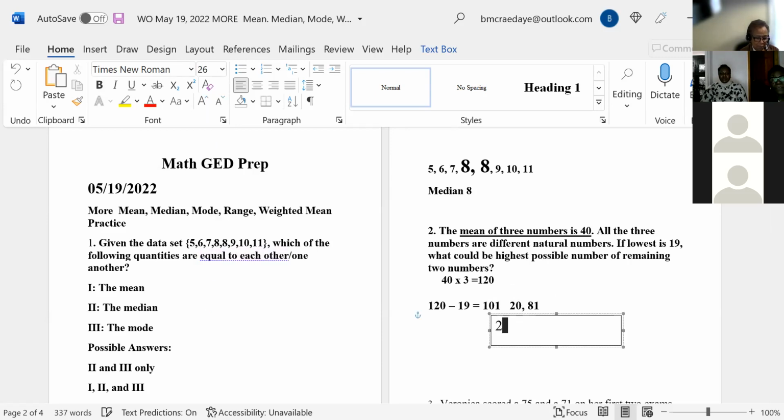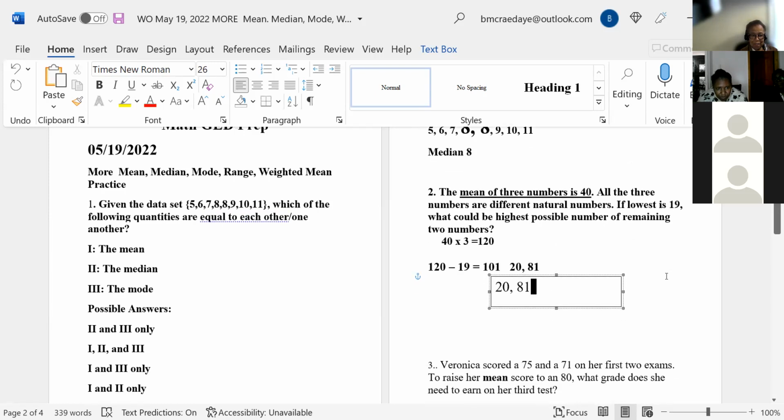20 and 81. If we didn't have that lowest 19, then we could have had the 101 and the 1. But since our lowest number is 19, we have to have a number greater than the 19, and one up is 20. Since it should be 101 total, then the other is 81. Right? Questions?